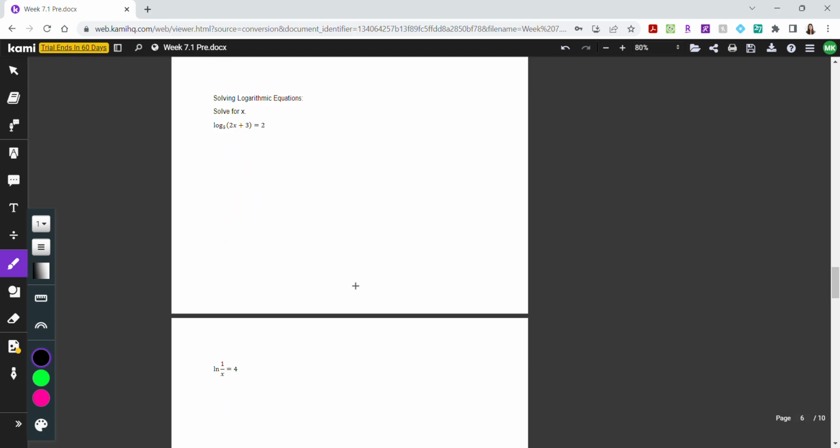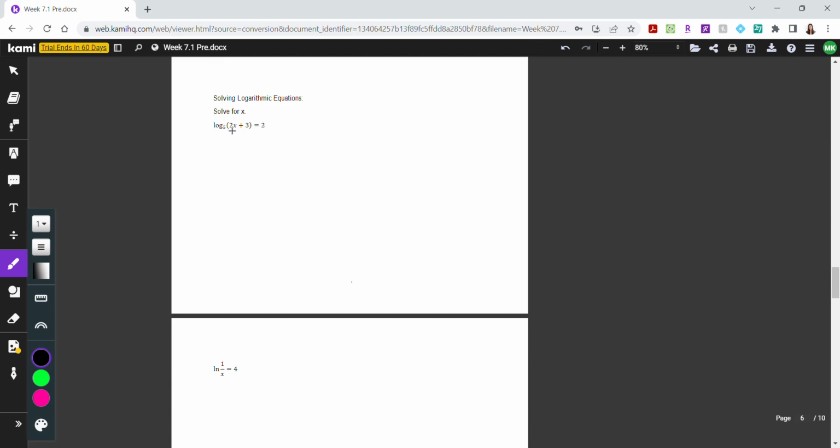It takes a lot of practice when solving logarithmic equations, but I'm going to show you a few questions on how you're going to solve them. So for this one, we have log base 5, 2x plus 3 equals 2. What I want to do in this case here is, because my x is right here, I want to transform this into an exponential function, right?